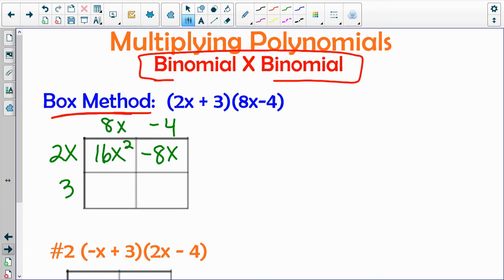Now I do the same with the bottom. The bottom, I've got my 8x with the 3. So Luis, what would we get with 8x times our 3?